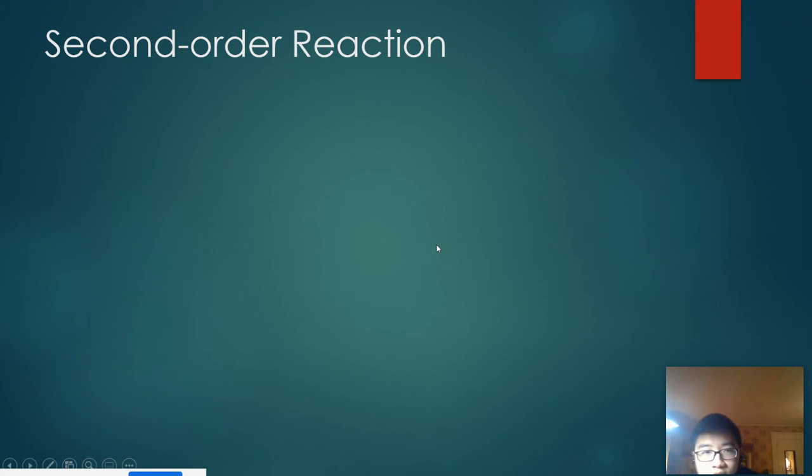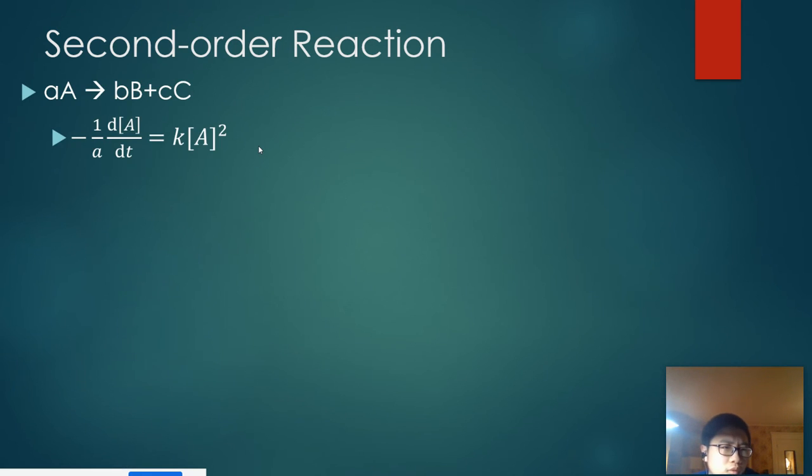All right, the last one is the second order reaction. Well, of course, there are not just three types of reactions: first order, second order, and zeroth order. They can be third order or half order, but we only talk about three types of reactions now. So still we have a very simple reaction: a moles of A forms b moles of B plus c moles of C.